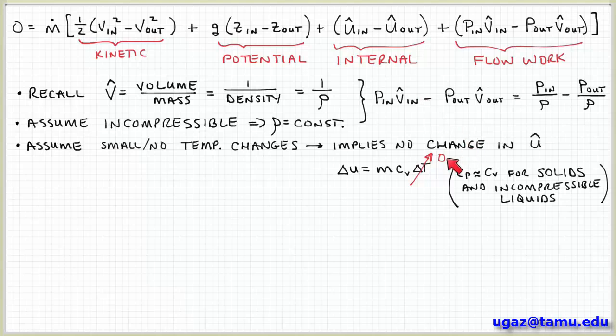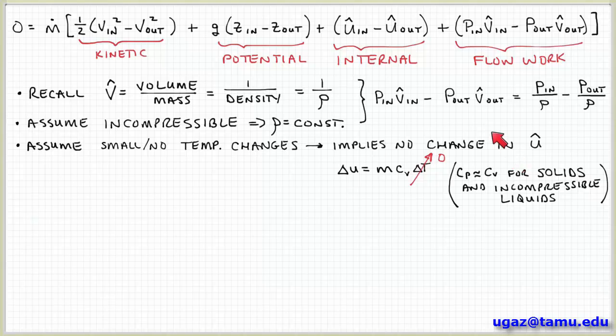So remember, if we say that there's no temperature changes, or the temperature changes are very small, then the change in internal energy also will be small, because you can see in this expression, delta U is equal to m C_V delta T. So for a small temperature change, this change in internal energy is also small and can be neglected. And remember also that when we consider solids or incompressible liquids, which is what we're doing anyway in our development of this equation, the specific heats at constant pressure and constant volume can be assumed to be equivalent.